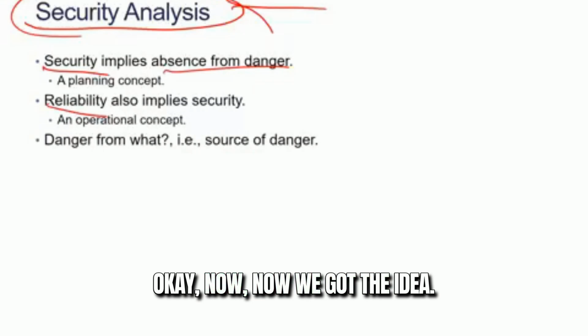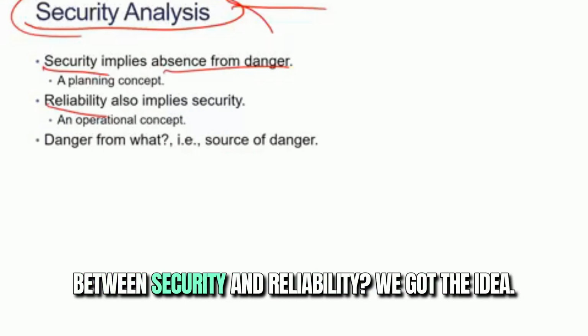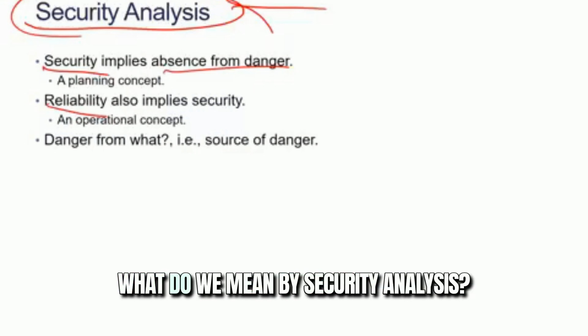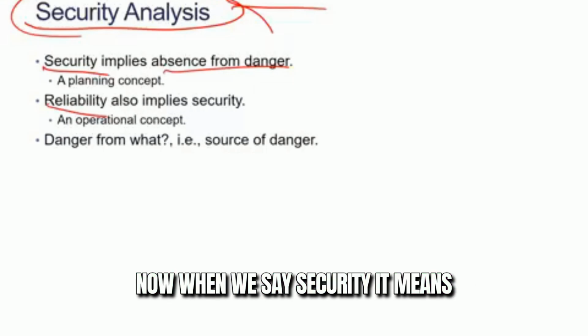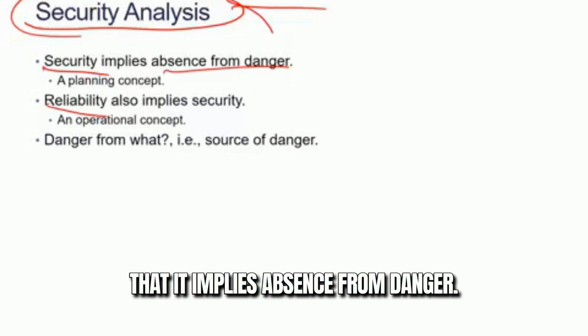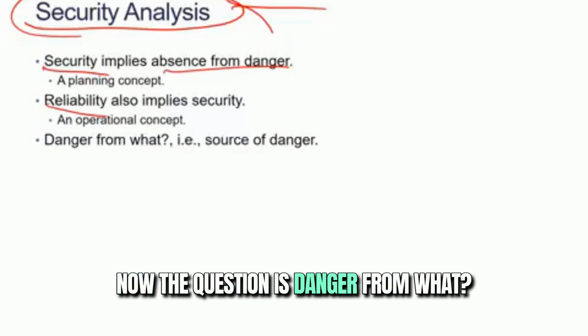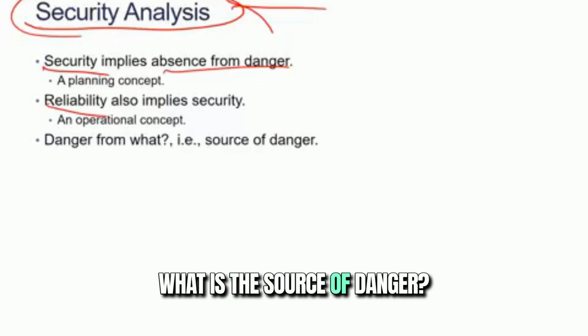Now we got the idea of the difference between security and reliability, and what we mean by security analysis. Now when we say security, it implies absence from danger. Now the question is, danger from what? What is the source of danger?